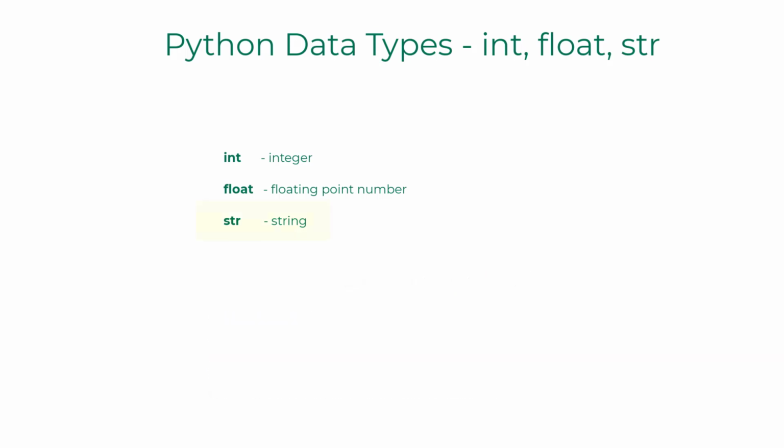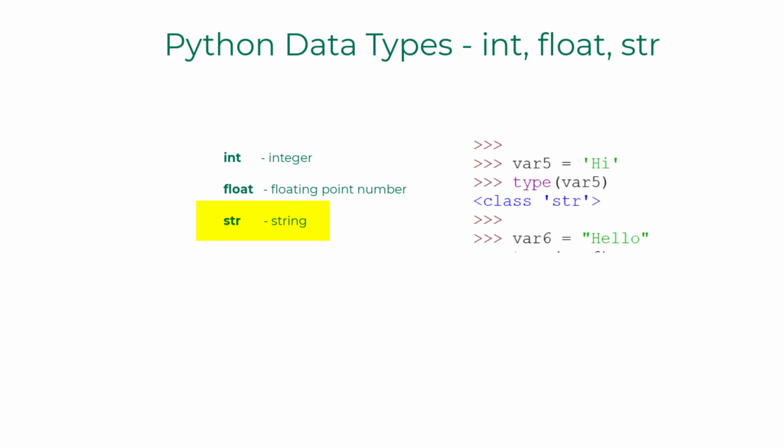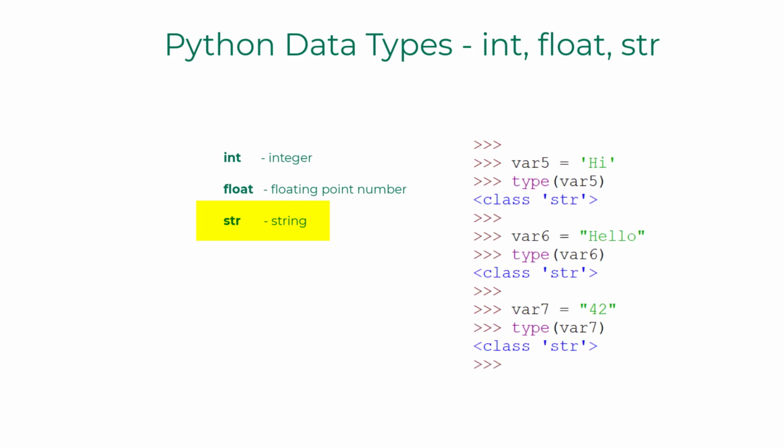You have seen strings in action already. You can use single or double quotes around data you like to input, and Python interprets that as a string.